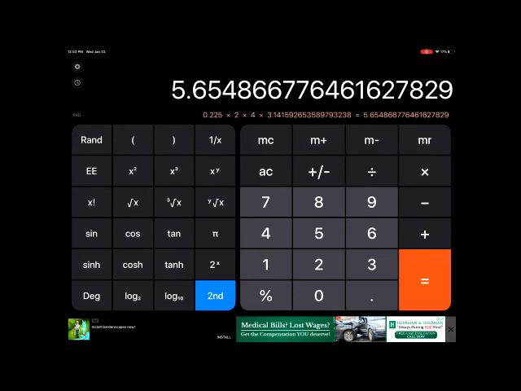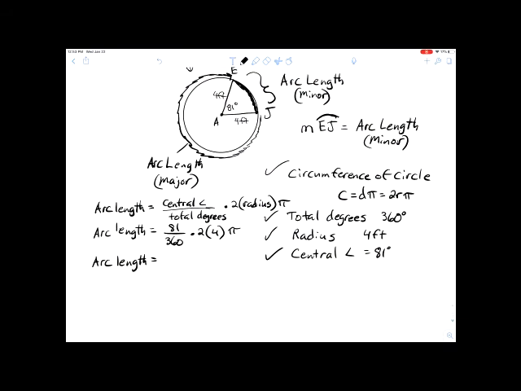So let's round to the nearest tenths place. What is the answer? 5.7. So let's go back to it. So the arc length is 5.7 feet. And that's how you find the arc length. And it's in feet. Let's do one more example.